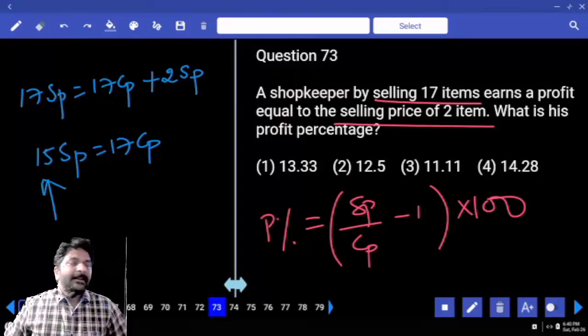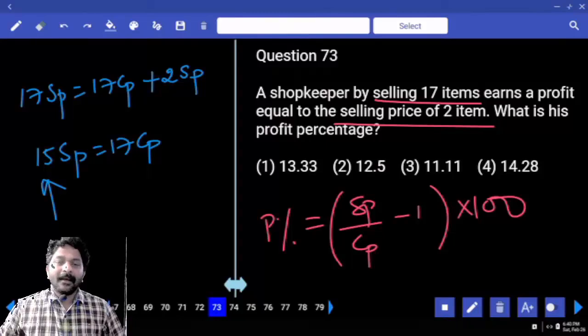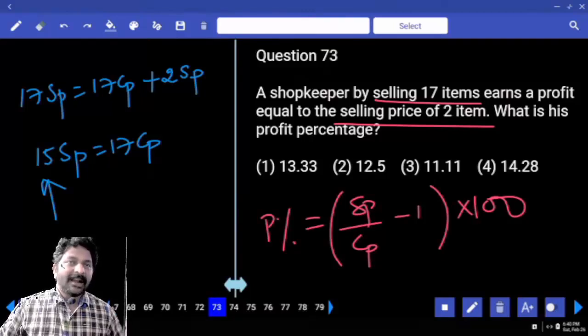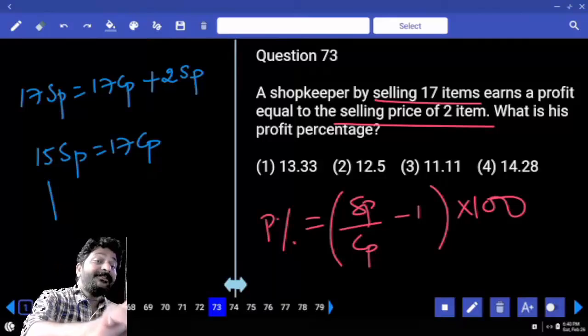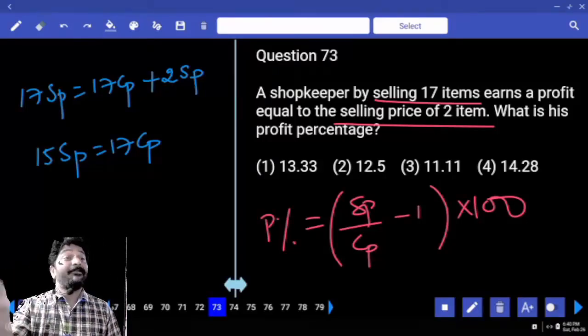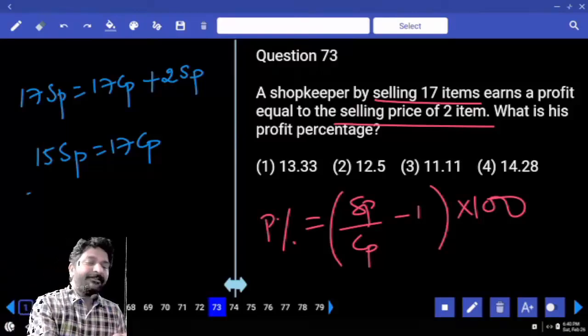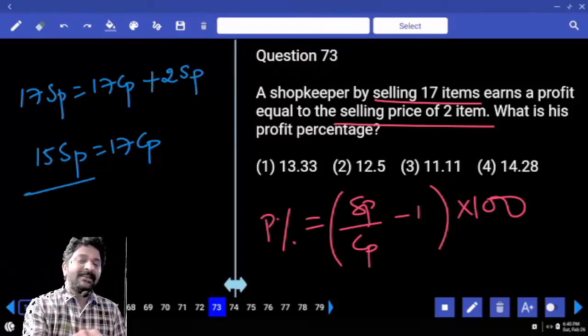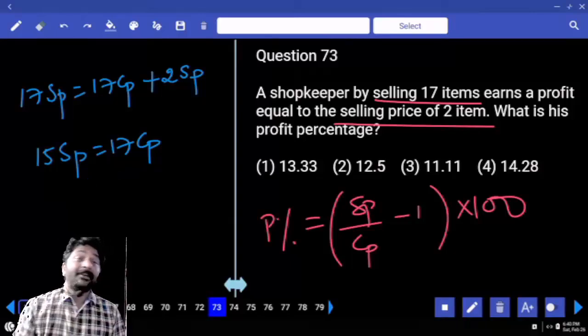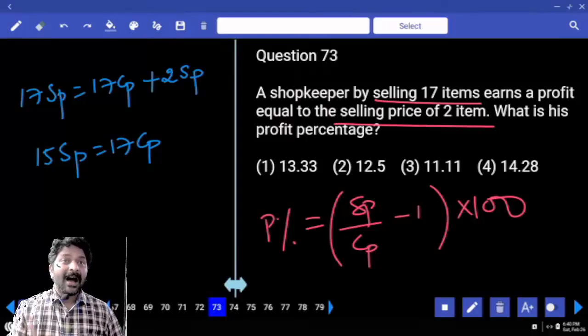What is this 15? Amma, what is that 15? Cost price? Where did they say that? 15 is not a price. It is number of articles. 15 articles selling price is equal to 17 articles cost price. So you have information in terms of number of articles.